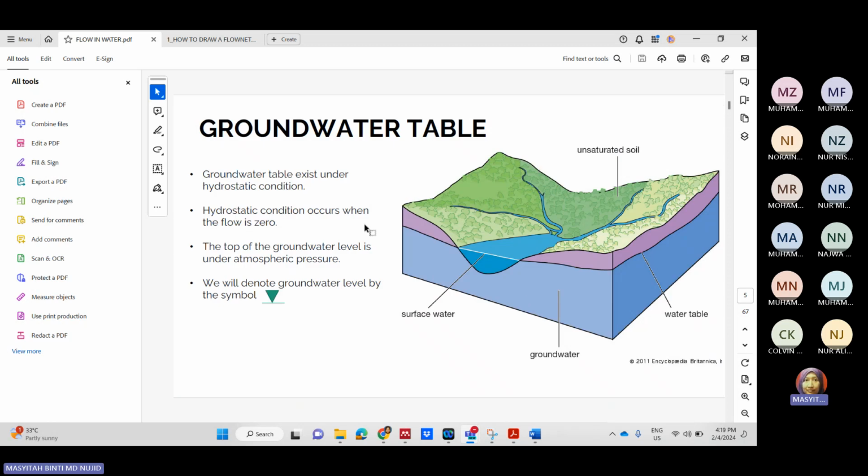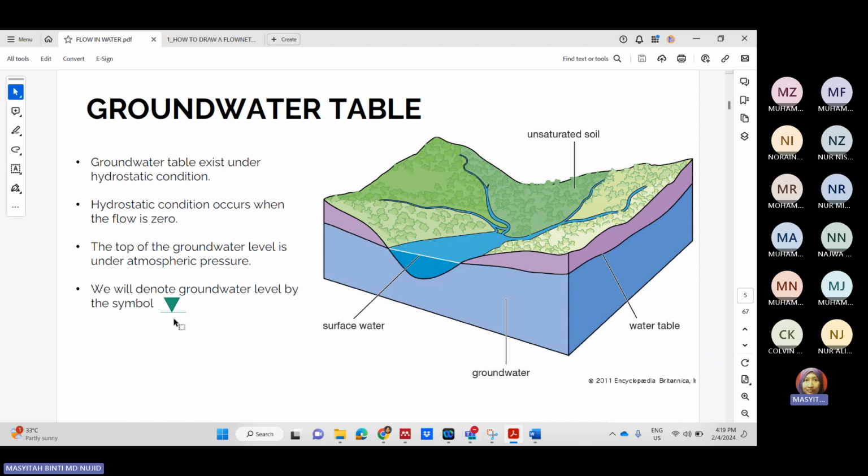Okay, the groundwater table is under hydrostatic conditions, so it occurs when the flow is zero. The top of the ground level is under atmospheric pressure, and the groundwater table is usually indicated with a triangle symbol. I think you are already familiar with this. You will use this symbol until you finish studying geotechnics, even at advanced levels. This is the international symbol representing the groundwater table. Here we have surface water, we have groundwater, and the condition where we call it the water table is the line that differentiates between groundwater and surface water.